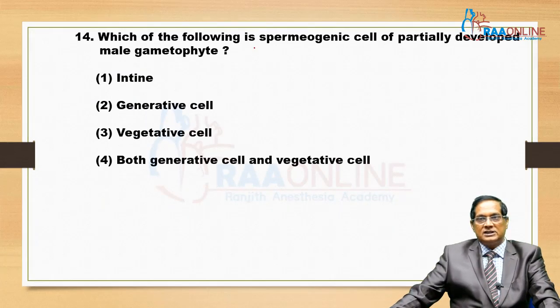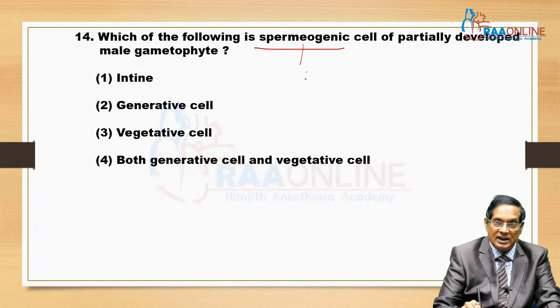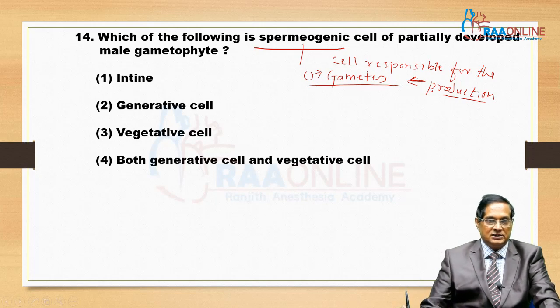And which of the following is spermiogenic cell? That is gamete producing cell. Spermiogenic, the cell responsible for the production of male gamete. Cell responsible for the production of male gamete is known as a spermiogenic cell.